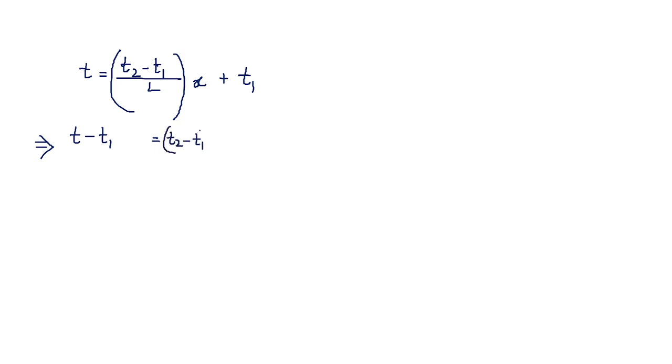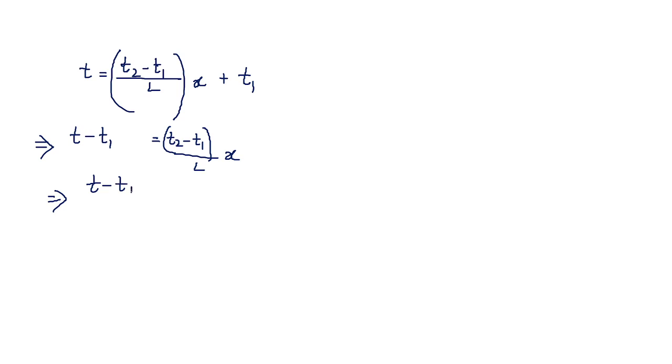T is equal to C1. What is C1 that we have got here? T2 minus T1 by L into x plus C2 is T1. So from this, can we write like this? T minus T1, correct, is equal to T2 minus T1 by L into x.